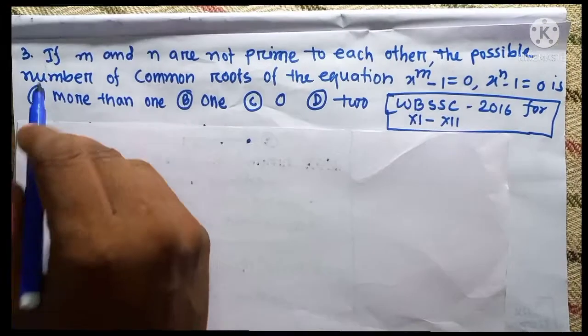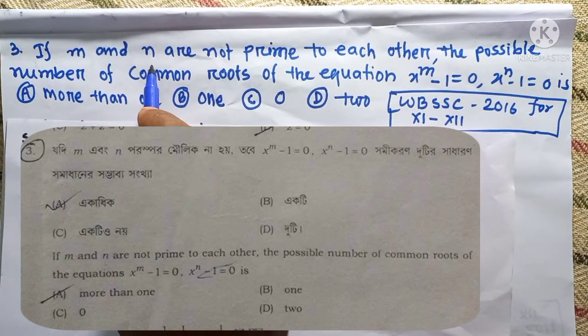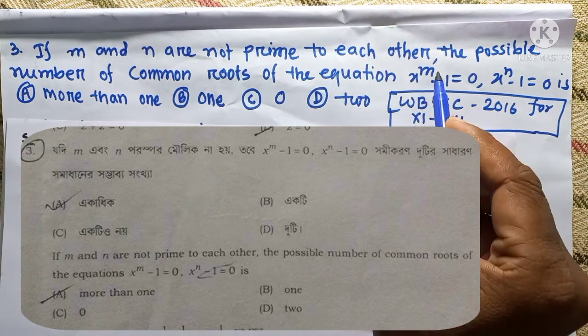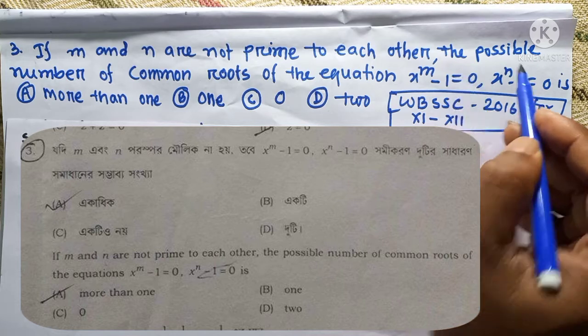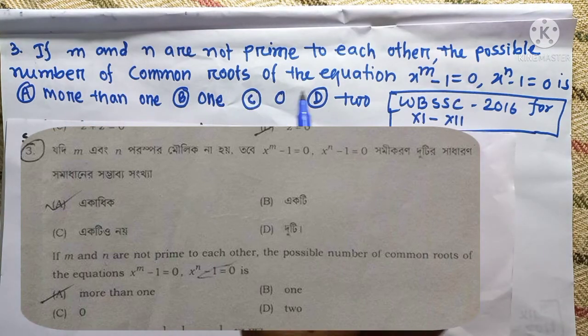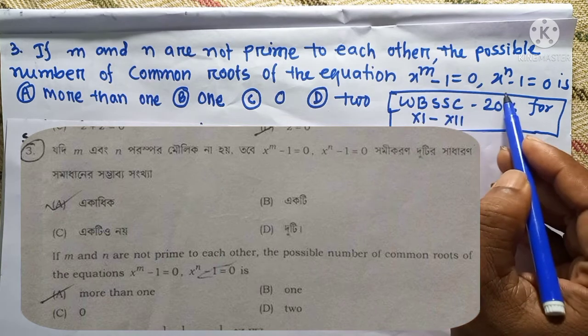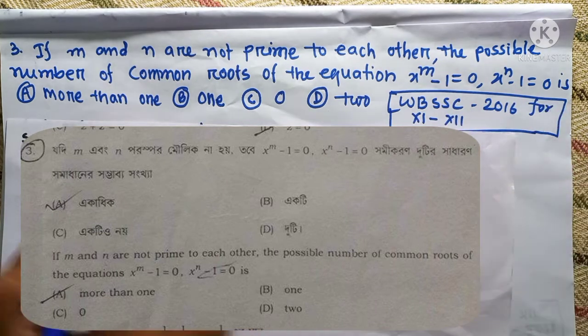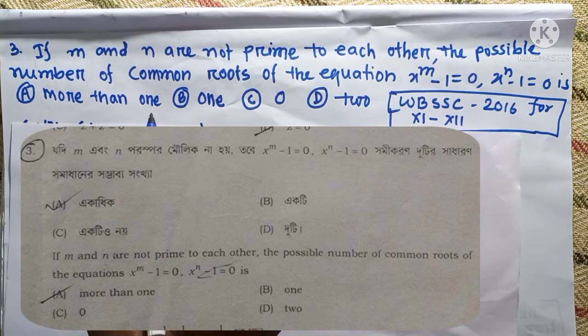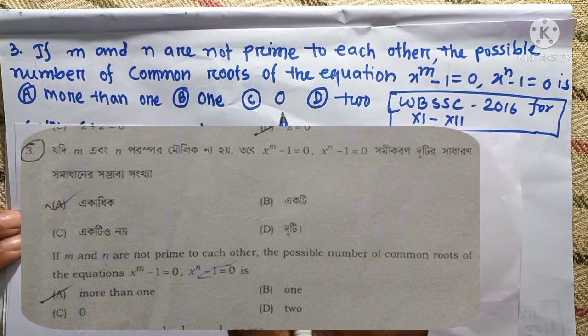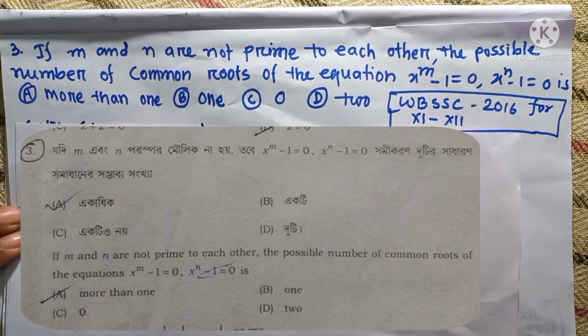Question number 3. If m and n are not prime to each other, the possible number of common roots of the equation x to the power m minus 1 equal to 0, x to the power n minus 1 equal to 0 is option A more than 1, option B 1, option C 0, option D 2.